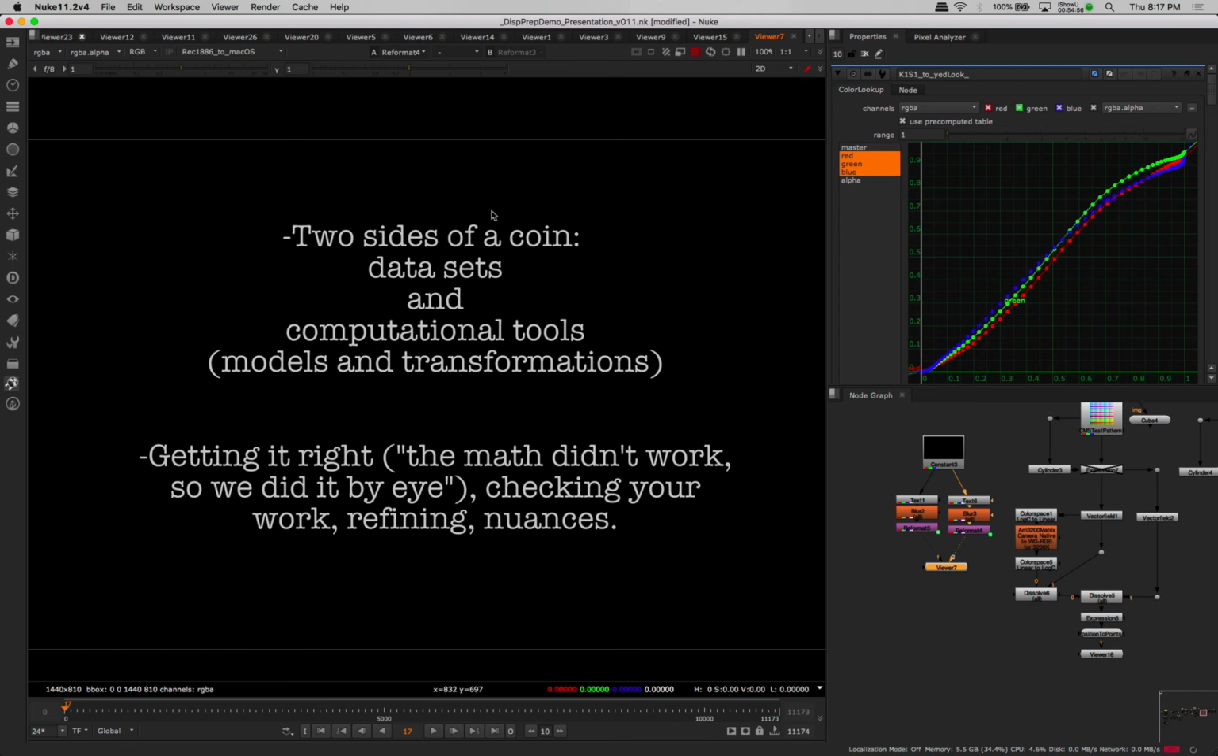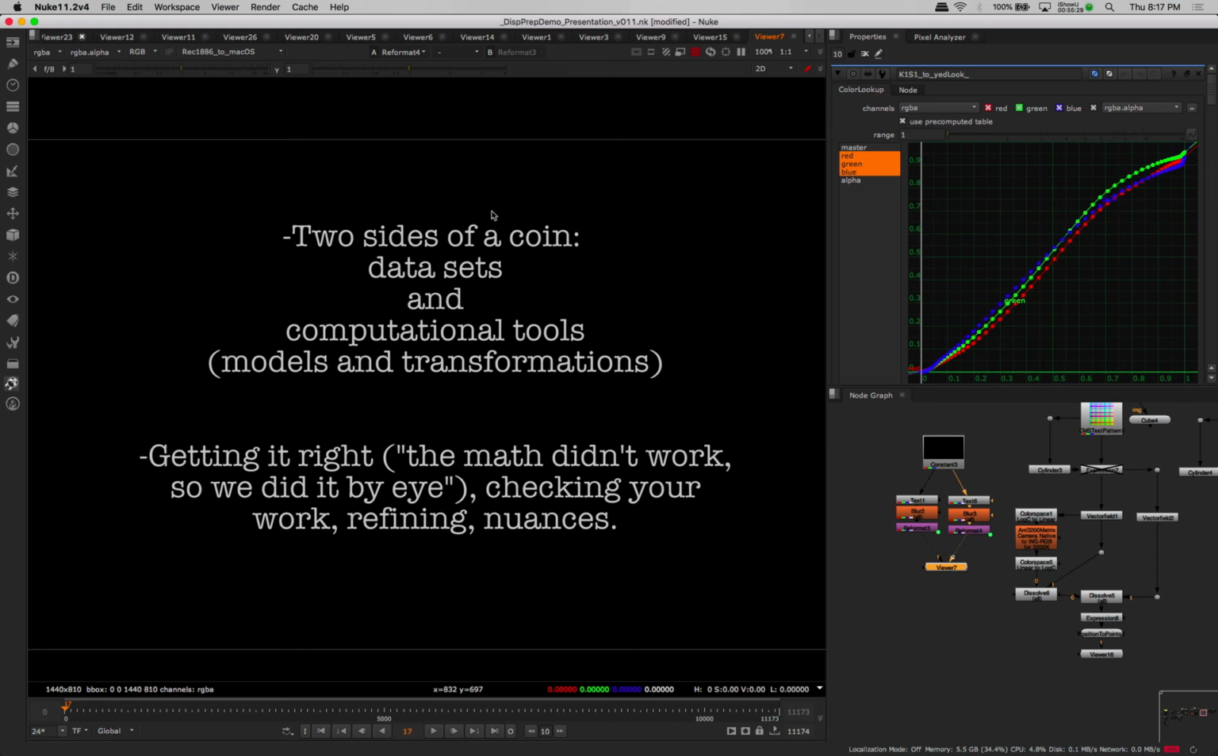Firstly, one thing to remember is that the data sets, the actual collection of data, and the computational tools, what you do with the data, are two sides of a coin. You can't belittle one or the other. I've heard people say, I shot all these data sets on film, therefore I have a film look. But what did you do with the data that you shot? So both things are very important. Or I've heard a claim of, this has some really cool math in it. Yeah, but what are you doing?